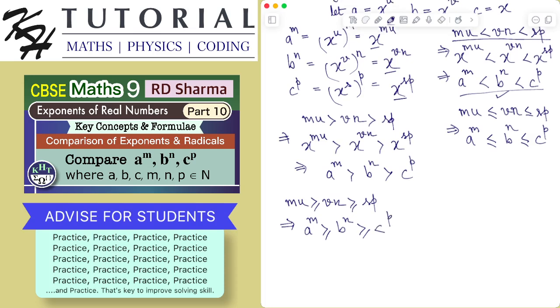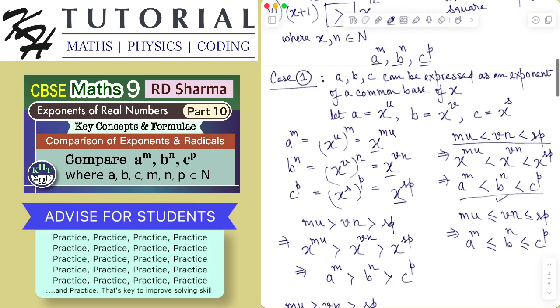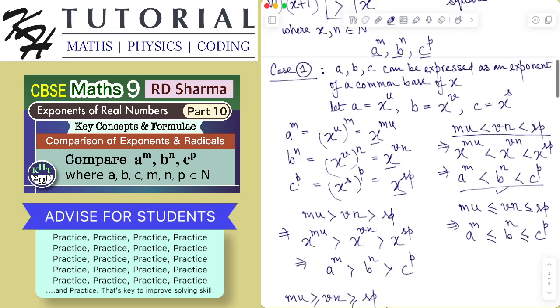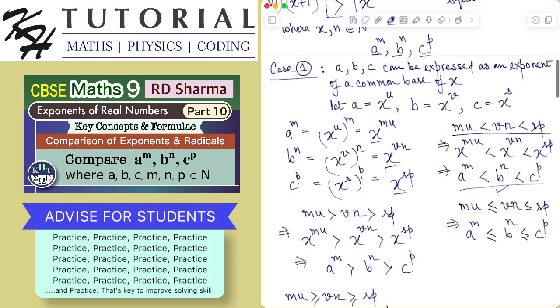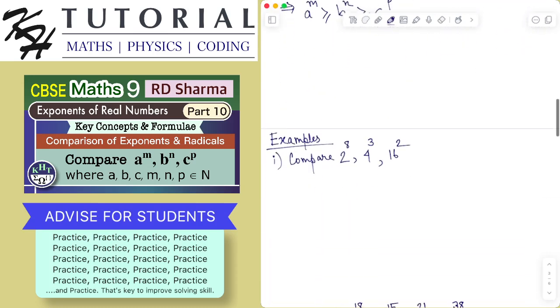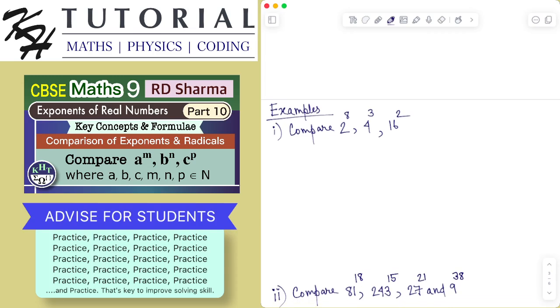So this way we can compare the given numbers if the bases of all the given numbers can be expressed as an exponent of a common base. Let's see some examples. So we have to compare 2 to the power 8, 4 to the power 3 and 16 squared. Clearly we can see the bases 2, 4, 16 can be expressed as powers of 2: 2 can be expressed as 2 to the power 1, 4 can be expressed as 2 squared, and 16 can be expressed as 2 to the power 4.